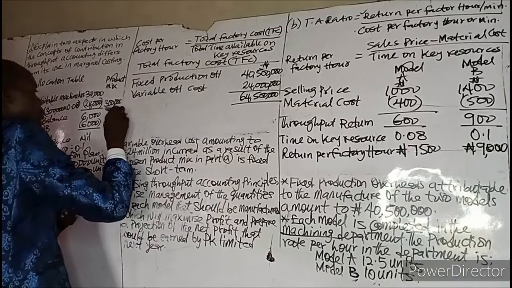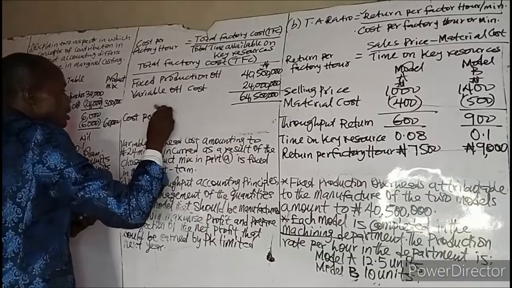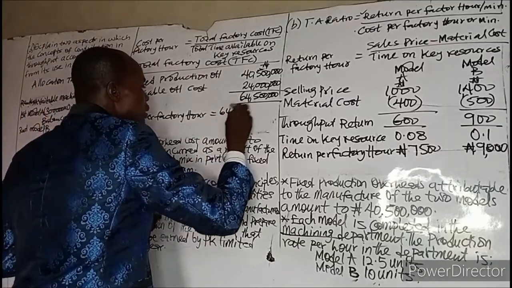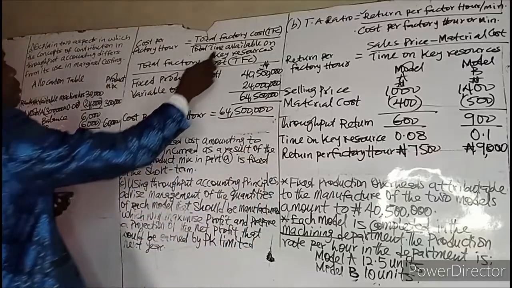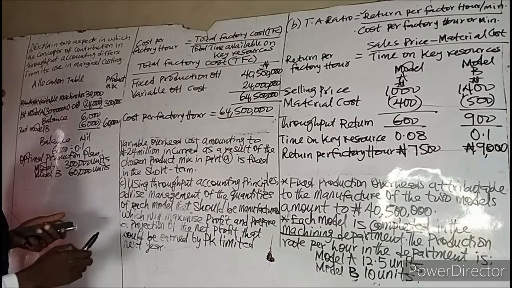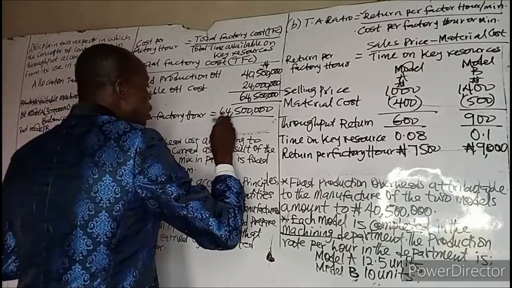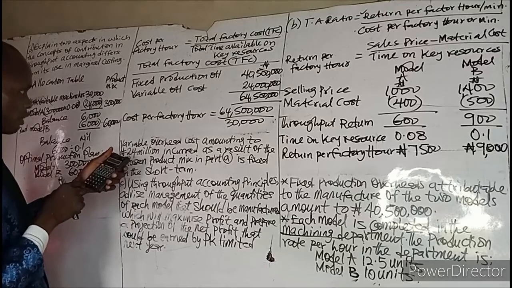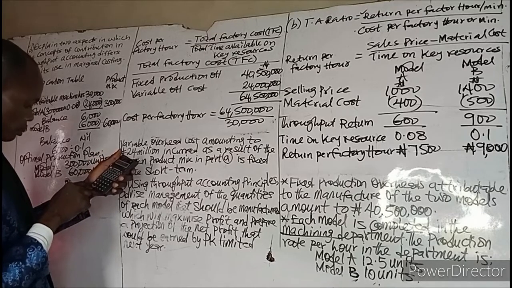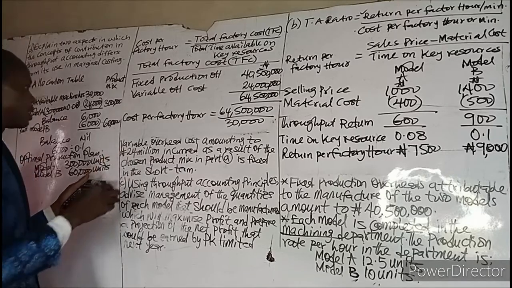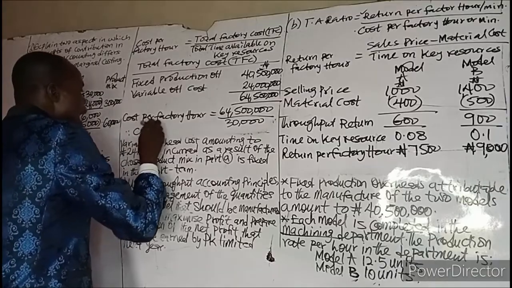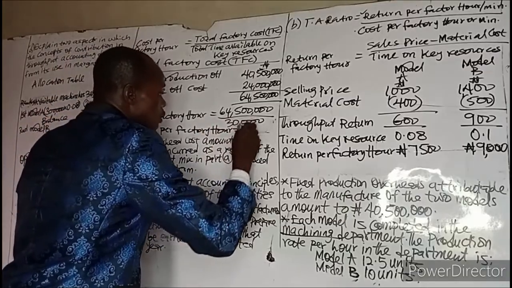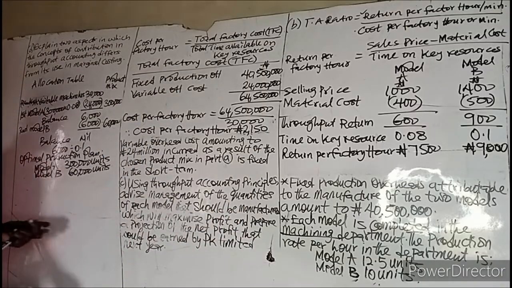So cost per factory hour now, which is the total factory cost, which is 64.5 million, over total time available on key resources. The available hours, which have been given earlier, is total 30,000 hours. So if you divide 64.5 million by 30,000, that gives us 2,150. Therefore, cost per factory hour amounted to 2,150 naira.